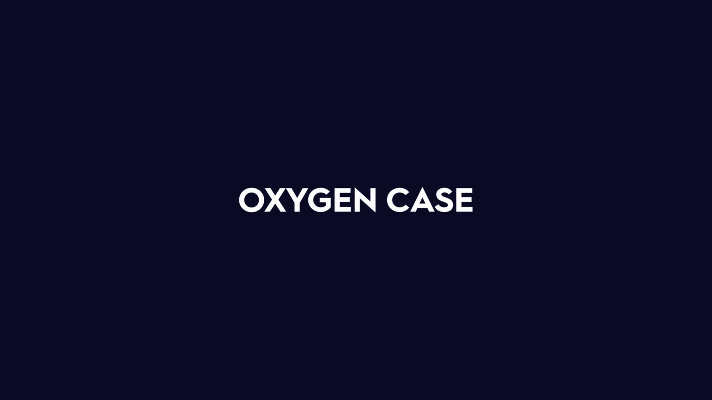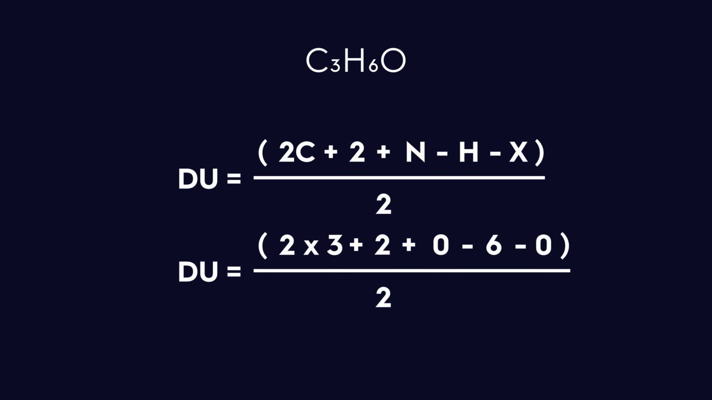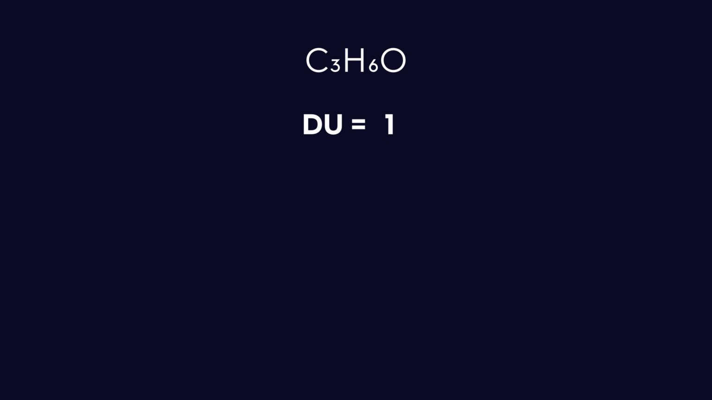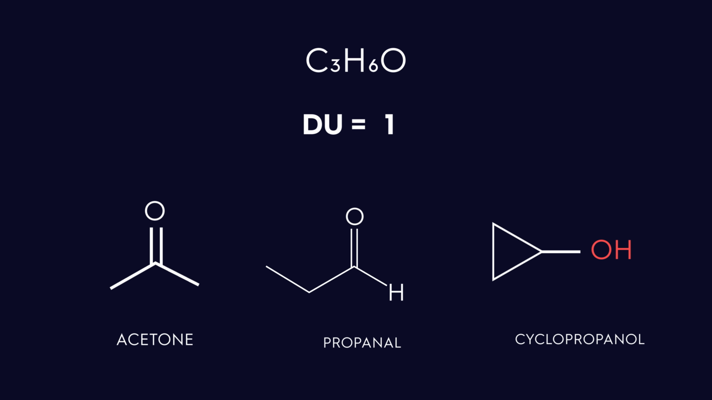Oxygen does not affect the total. For C3H6O, 2 times 3 plus 2 minus 6, all over 2, equals 1. That 1 degree of unsaturation could be a carbonyl double bond or a ring. Again, the count narrows choices. It does not decide them.